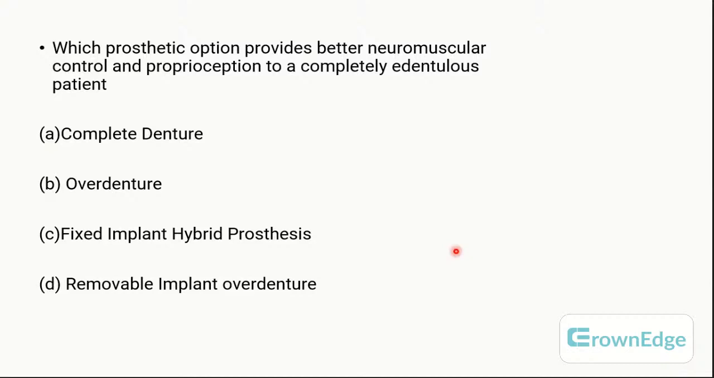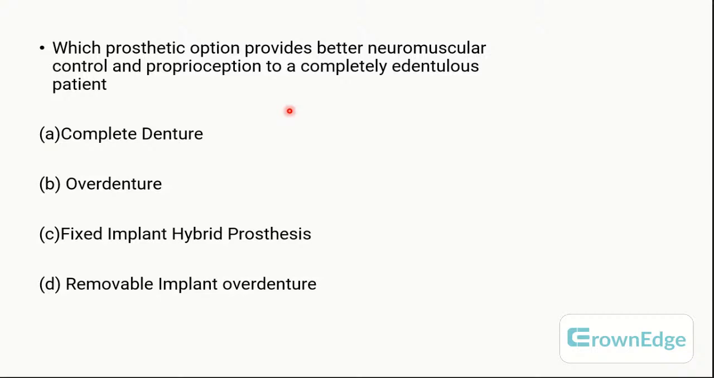Now, coming to another MCQ, which I want to discuss to keep this discussion going. Which prosthetic option provides better neuromuscular control and proprioception to a completely edentulous patient? Is it a complete denture? Is it an overdenture? Is it the fixed implant hybrid prosthesis, or is it a removable implant overdenture? Please read the question carefully: which provides better neuromuscular control and proprioception in a completely edentulous patient? So which, according to you, does that?